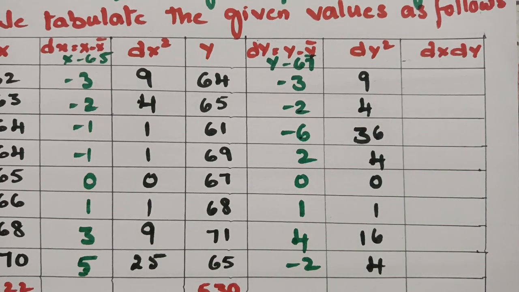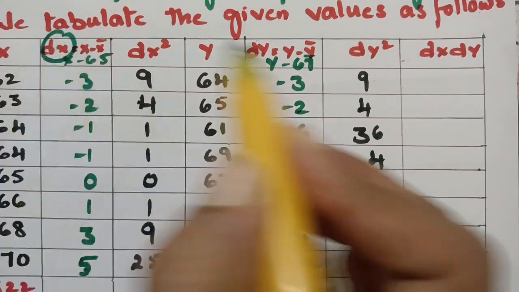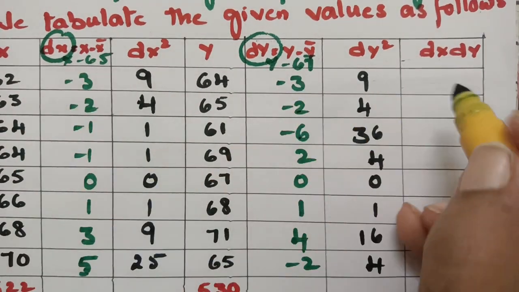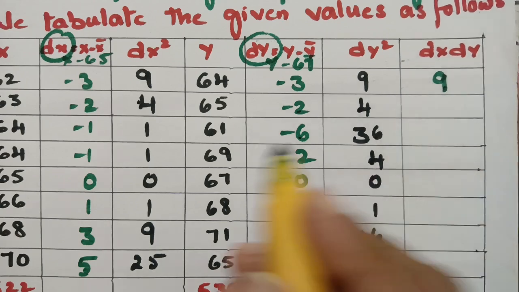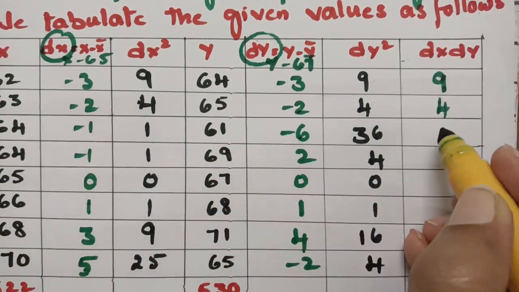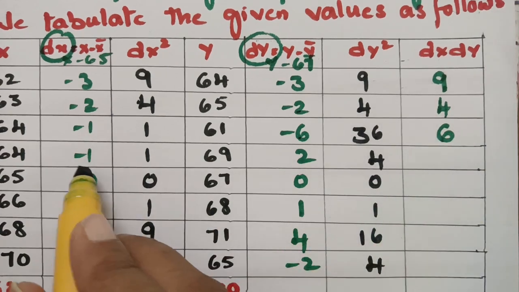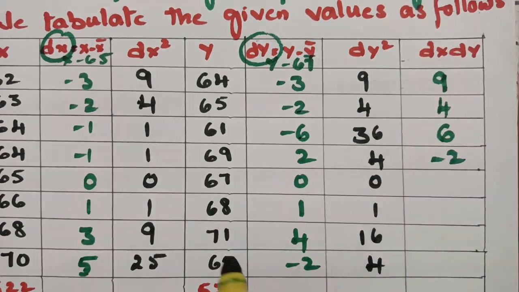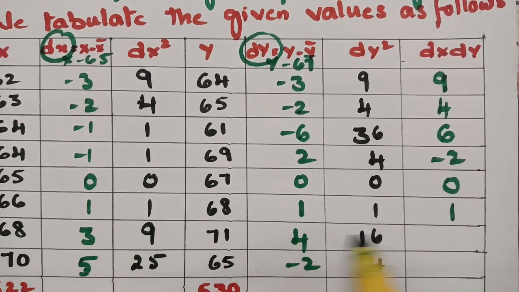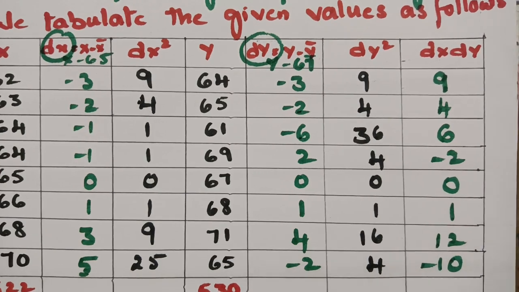And clearly this is dx into dy. So this is dx and this is dy. And now we have to multiply these. Minus 3 into minus 3 is plus 9. Minus 2 into minus 2 is plus 4. Minus 1 into minus 6 is 6. Minus 1 into 2 is equal to minus 2. 0 into 0 is 0. 1 into 1 is 1. This value is equal to 12. And this value is equal to minus 10.